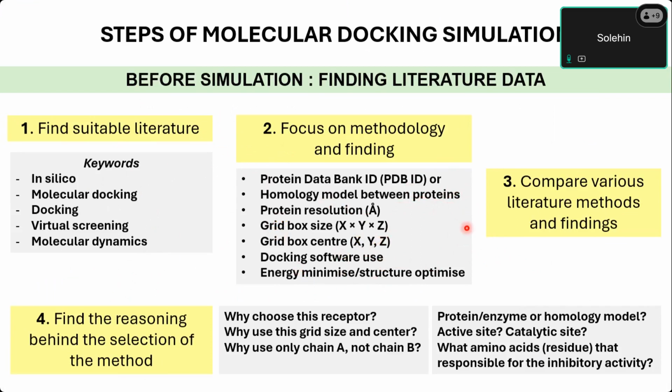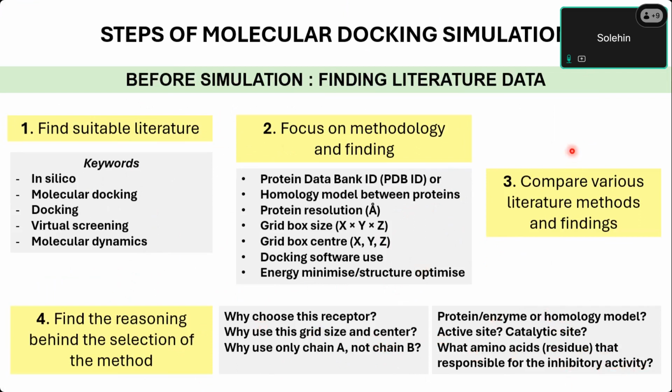And then after reading the literature, you can compare with another literature. It means that you don't read one paper only. You need to read a few so that you can compare which method is suitable for you and which method is the latest. And then find the reasoning behind the selection of the method, such as why you choose this receptor, why they use the grid size and center, why use only chain A and chain B, whether it is the active site or catalytic site, and what amino acid residue is responsible for the inhibitory activity. These are a few reasonings that you can find inside the paper.